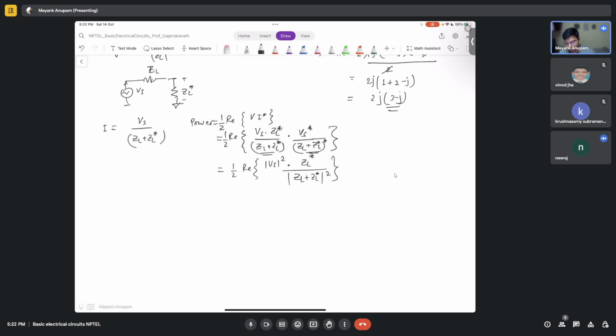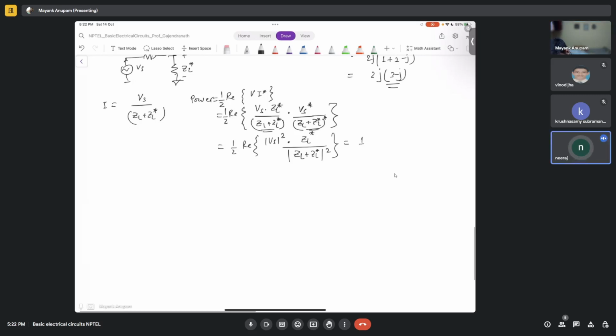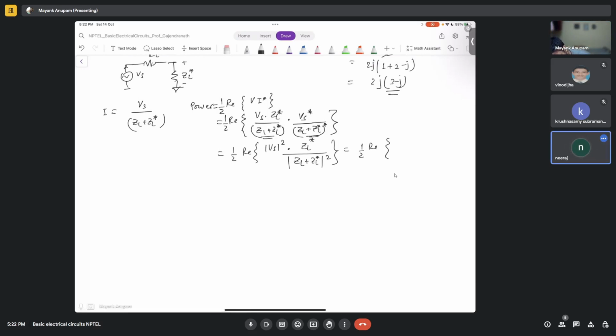Yeah, so how much is that? Since ZL and ZL conjugate have the same magnitude, basically this will become the real part of ZL, right? Come on, tell me what will be the value here? Since Vs square is anyway real now, you can as well take it out of the real part here. It becomes ZL conjugate divided by ZL plus ZL conjugate the whole square. How much will this be?